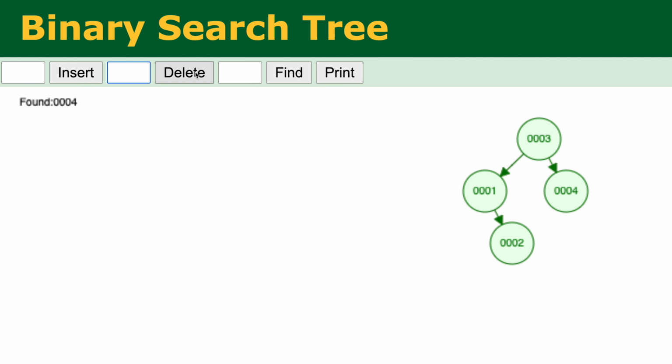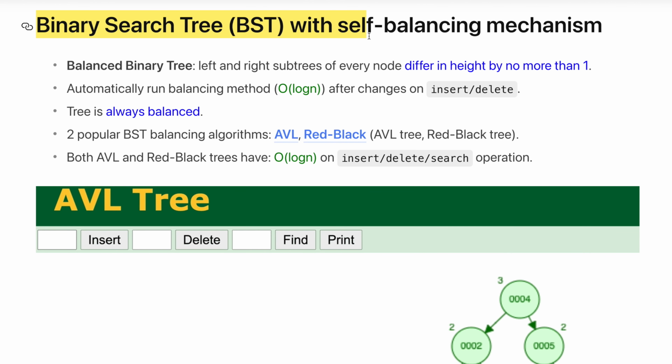But notice that if I delete 4, you can see that our tree now looks like a linked list. And the worst case scenario for tree operations is gonna be O(n). And that's not what we want. That's why next, we're gonna introduce a self-balancing mechanism for our binary search tree.